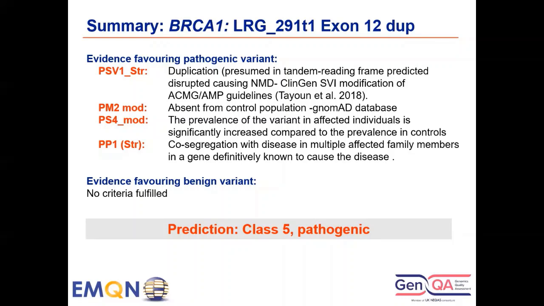We then also applied PM2 moderate due to it being absent from control populations on the gnomAD database. PS4 moderate was also applied because the prevalence of the variant in affected individuals is significantly increased compared to the prevalence in controls. And lastly, we applied PP1 strong due to co-segregation with disease in multiple affected family members in a gene definitely known to cause the disease. There was no evidence favouring that this was a benign variant, and therefore the overall classification by the expert panel was that it predicted class 5 pathogenic.